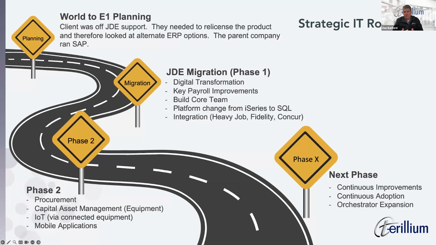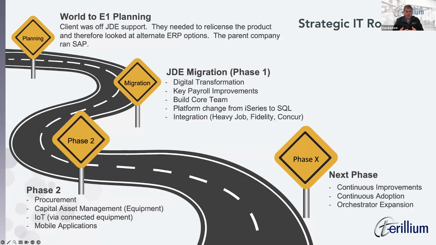Once that was live, we moved into phase 2, which included some new modules, procurement, capital asset management, along with some connected devices using Orchestrator and IoT equipment that existed on their equipment out in the field. We were able to connect that back in and actually leverage that to help maintain and update the capital asset management module.